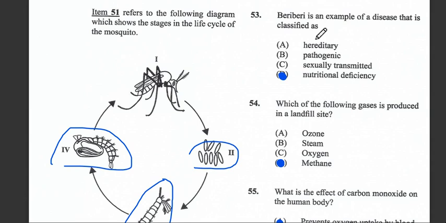So we all know that beriberi is a disease, an example of a disease that we classify as not sexually transmitted, not pathogenic, and not hereditary. Otherwise, we know that it would be some form of nutritional deficiency. Alright, so the best answer for number 53 here would be D.